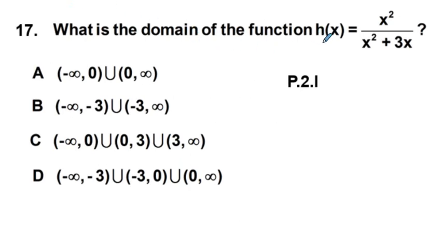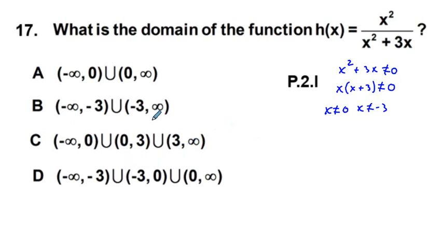What is the domain of the function h of x equals x squared over x squared plus 3x? Here I have the fortune of looking at Brandon's analysis. He looked at this denominator, and if he says x squared plus 3x cannot equal 0, then if we factor out an x here, that's x times quantity x plus 3 cannot equal 0, and therefore x cannot equal 0, nor can x equal -3. So those are where our discontinuities are going to be.